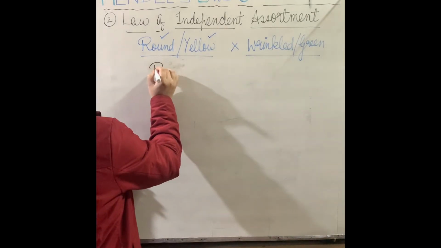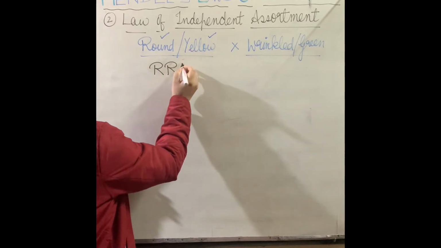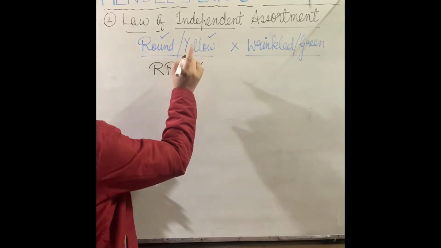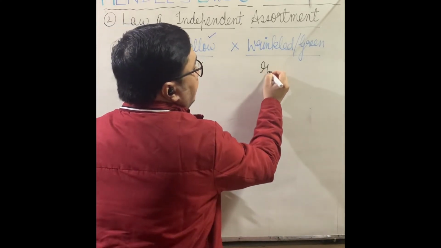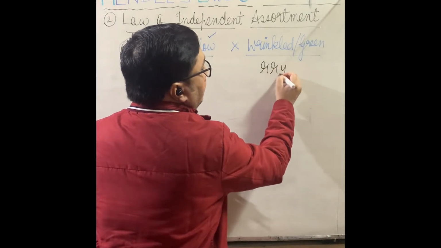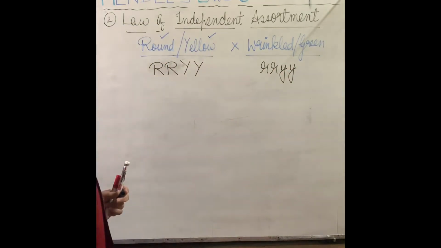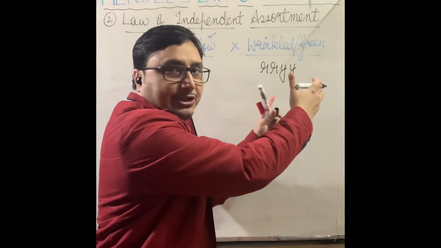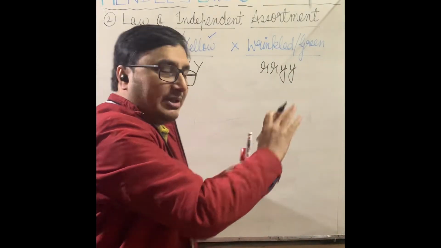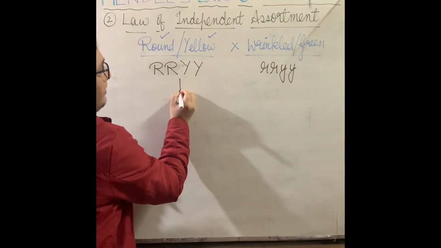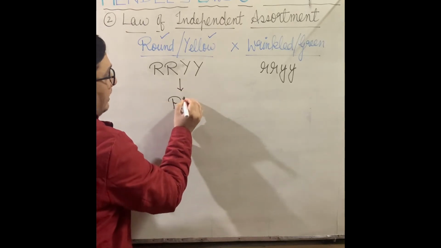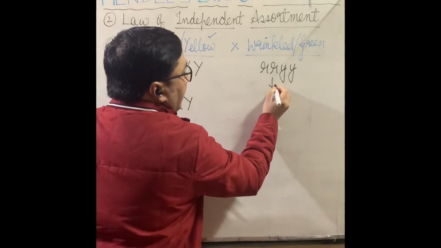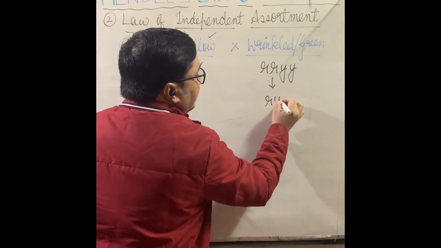For round, both capital R since it is dominant. For yellow, both capital Y because it is dominant. Wrinkled and green, small r, small y. I'm not writing that parent generation, all those things, that is already discussed in the previous videos. Now here gamete formation, what are we going to get? Capital R, capital Y, and in this case small r, small y.